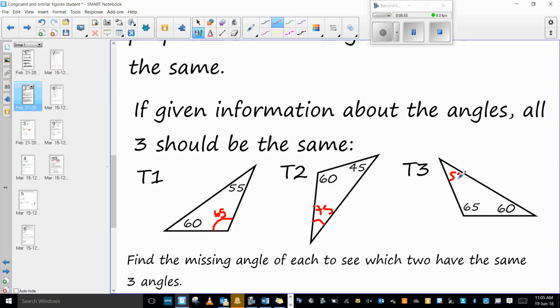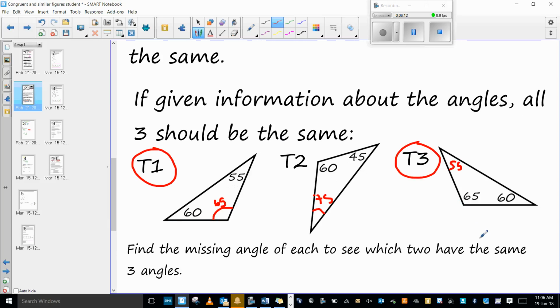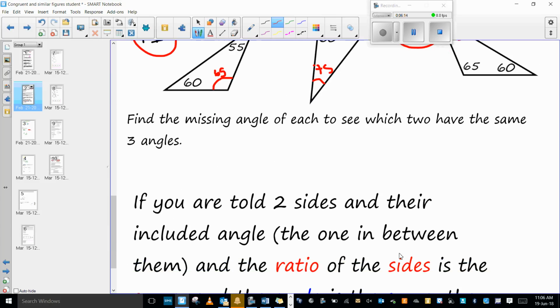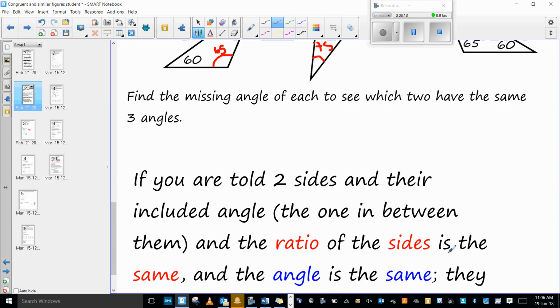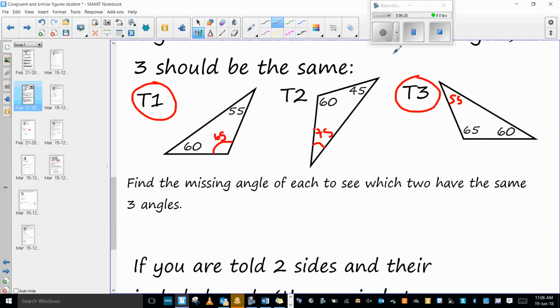So then we have to check which two angles have the same combination. So we've got a 60, 65, and 50, 60, 65, 50. So it would be 1 and 3, because they've got the three same angles.